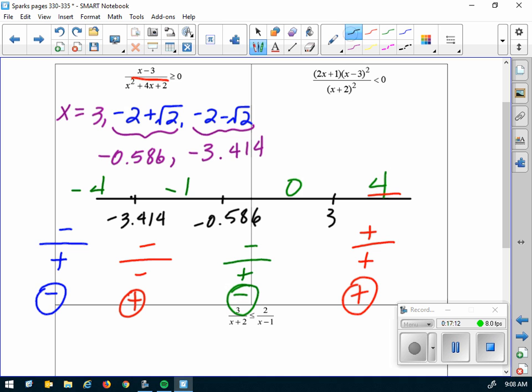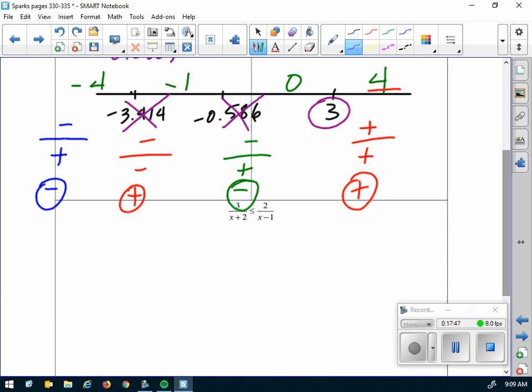Whoops, sorry about that. That's supposed to be a 3. Now, let's see what I'm looking for here. I'm looking for greater than or equal to 0. This number and this number make my fraction undefined. Sorry. Now, this number makes my fraction equal to 0. And since I've got an equal to 0, I will be including that 3. Now, the greater than means I'm looking for the positives.